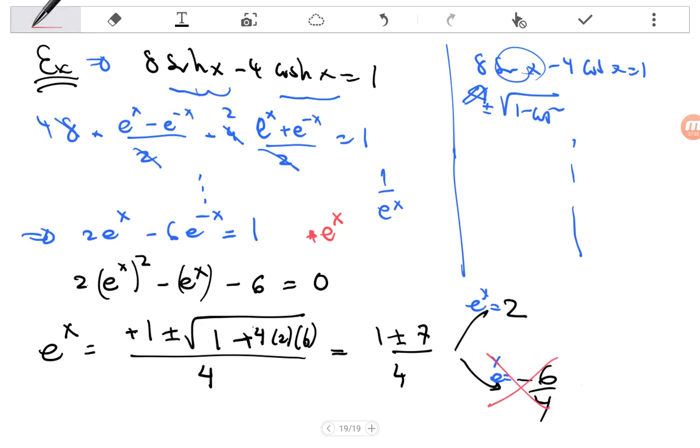Why? We have learned that an exponential is never negative. Even if you try to take ln of both sides, you know that ln of a negative is not defined. You cannot find the ln of a negative. So that's why this equation is rejected. But this one is accepted, so x would be equal to ln 2. That is the solution of this equation.